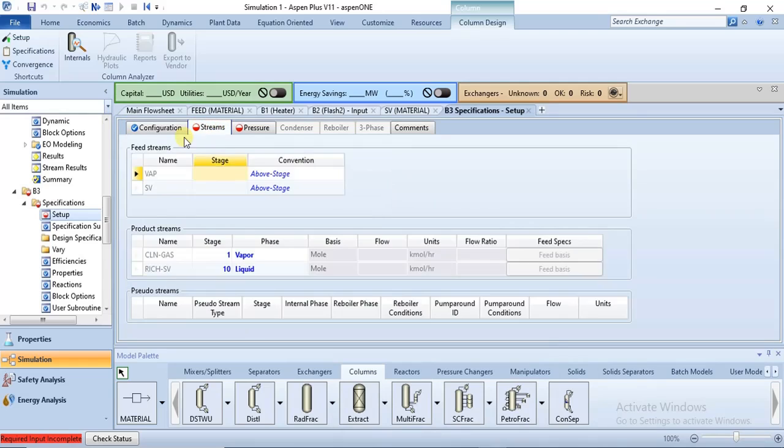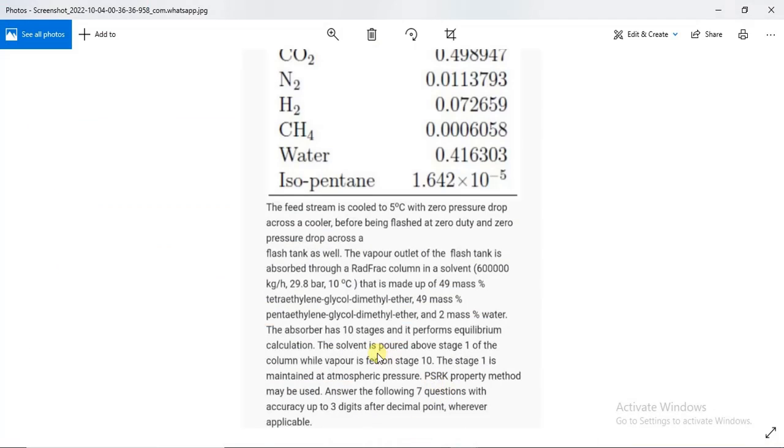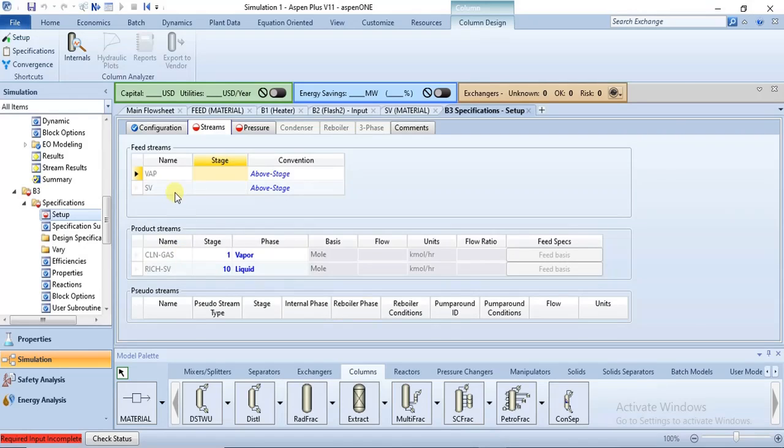So we are specifying where these two feed streams will be entering from the problem statement. The solvent, SV, is poured above stage 1. The convention is above stage, and then you specify 1 here. So SV is poured above stage 1.